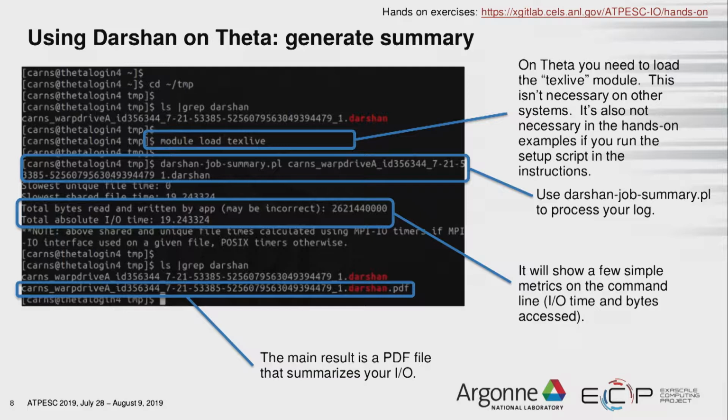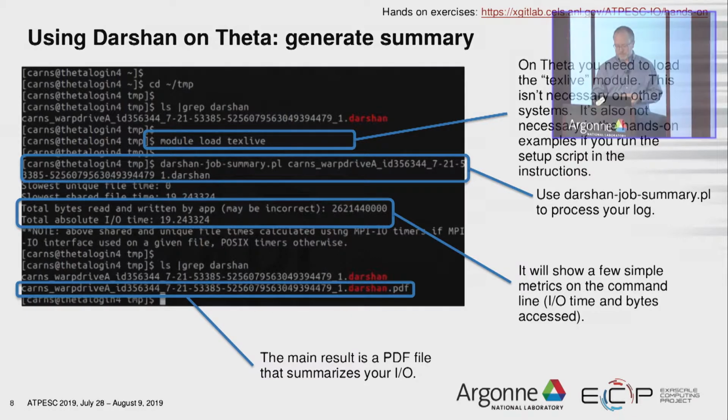It produces a PDF that's highlighted at the bottom. It has the same name as the log file you started with, just with the .pdf on the end. And it spits out a few things along the way that you might want to glance at. This is also in the summary, so you don't need to be careful to save that or anything. But it tells you how many bytes you accessed and how much time Darshan thinks you spent doing I/O. So this example that I'm showing here spent 20 seconds doing file access.